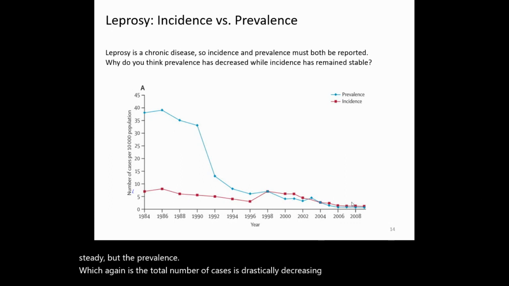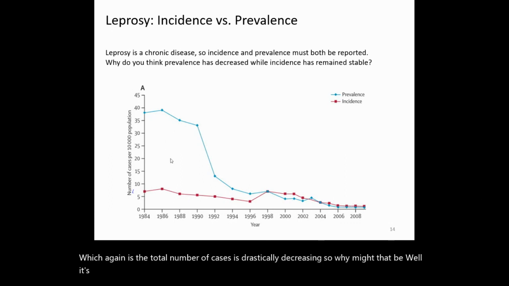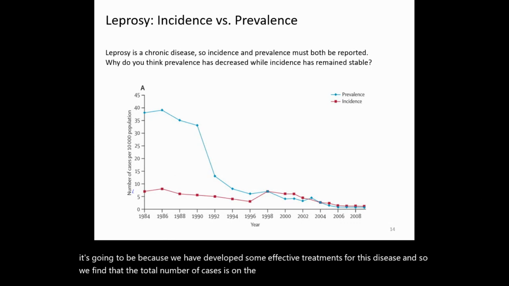So why might that be? Well, it's going to be because we have developed some effective treatments for this disease. And so we find that the total number of cases is on the decline.